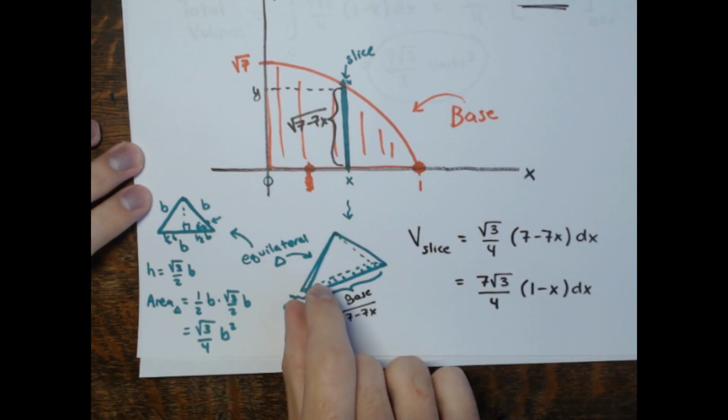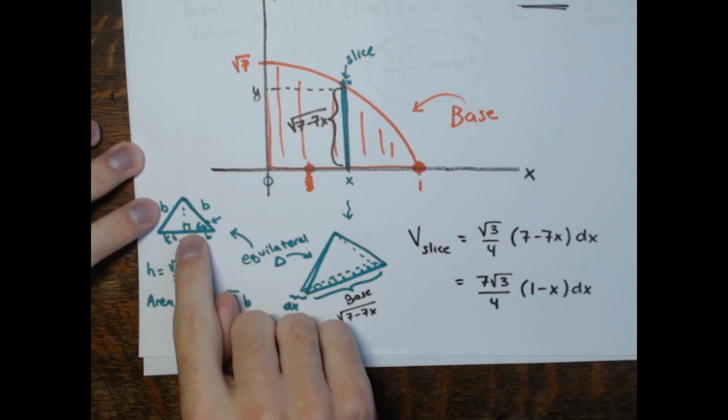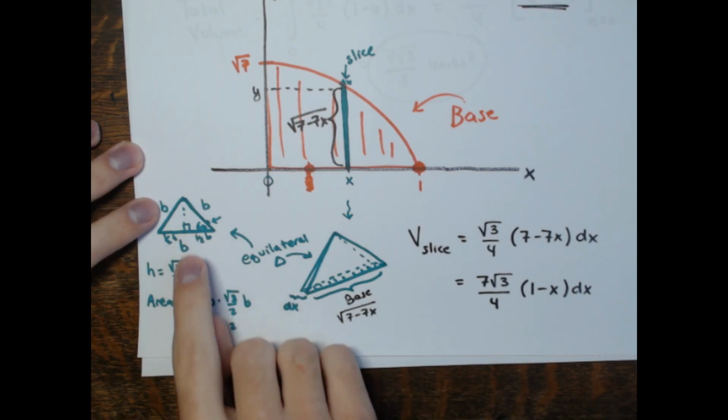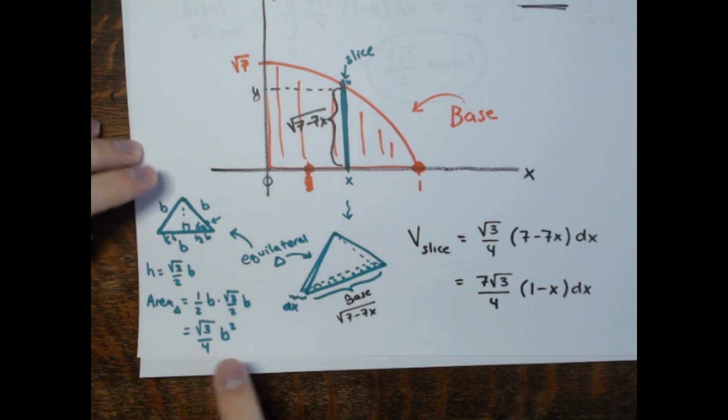A triangle face with some little thin thickness there. But remember, the area of an equilateral triangle is the square root of 3 over 4 times the base squared, times the side length squared. So I'm going to keep that in mind. I'm going to bring that back up when I draw my next picture.